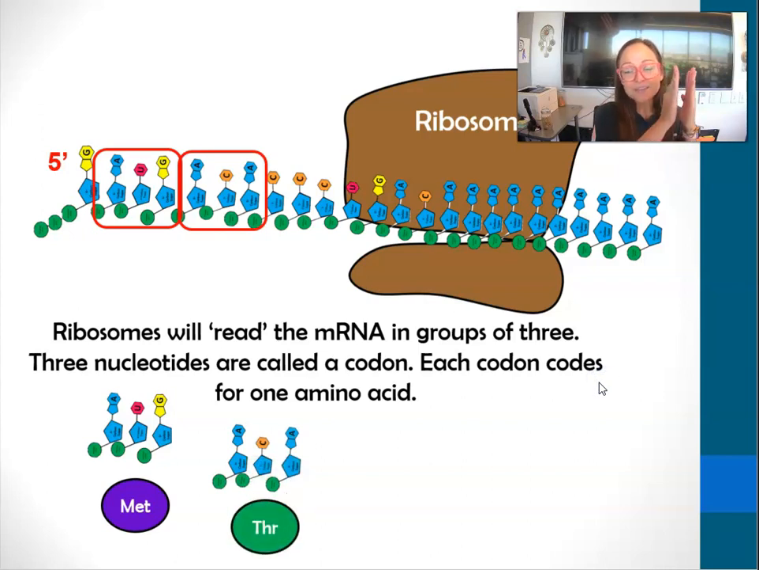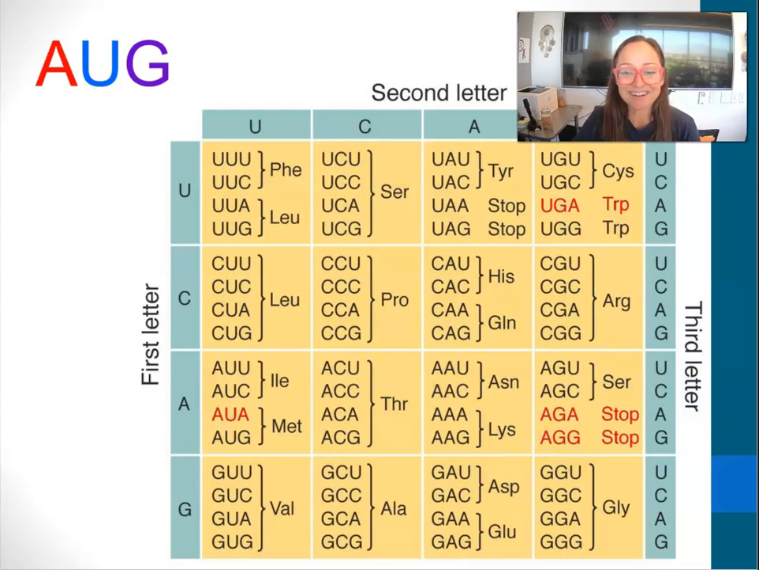So when we talk about the ribosome reading the messenger RNA, as it moves down, it's going to read it in groups of 3 called codons. A codon is 3 nitrogen bases or 3 nucleotides, and it's going to code for one amino acid. Now, it's not a random amino acid. There's something actually called the genetic code, and this is the genetic code table to help us figure out which amino acid a codon is coding for.